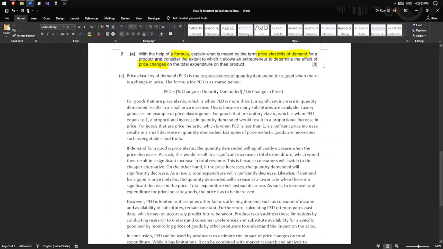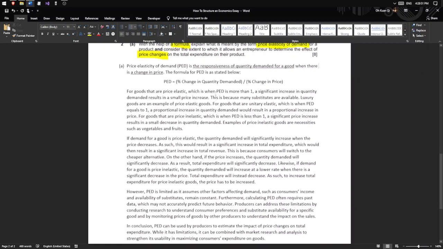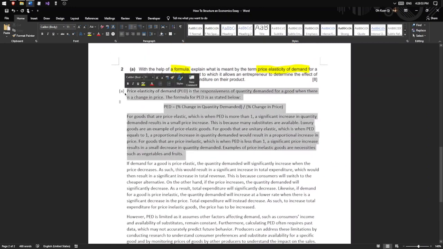Second, we need to explain the definition of price elasticity of demand. And then we need to consider the extent to which it allows a producer, a businessman in general, to determine what will happen if they were to change the prices, what will happen to their revenue, in this case total expenditure, like how much would the consumers spend on their product and what will they get in return. All right, so let's look at the first part of the essay. The first part of the essay would have to be knowledge and understanding. This is basically where I highlighted right now.